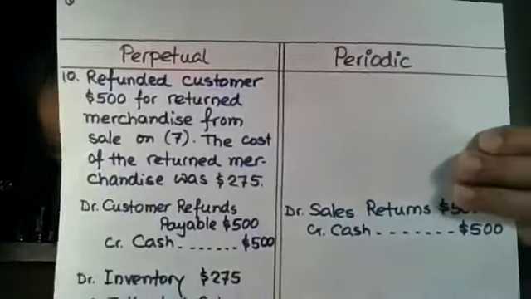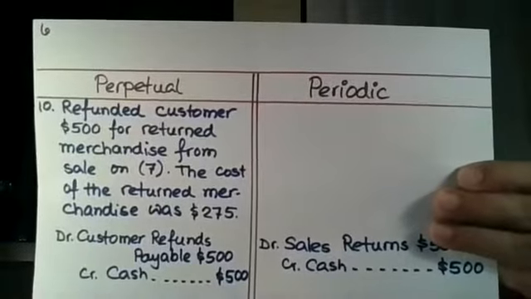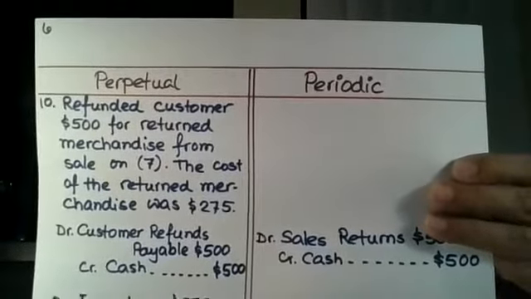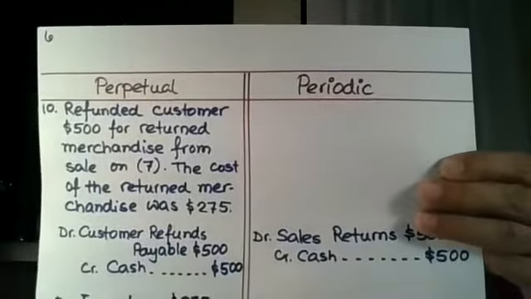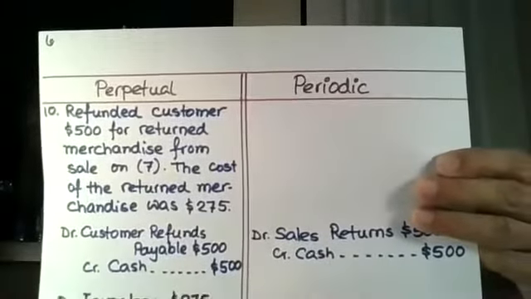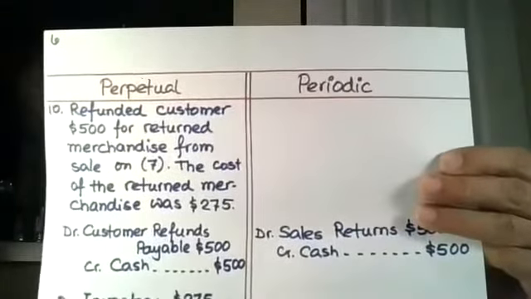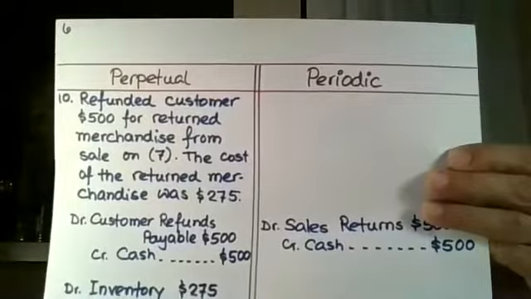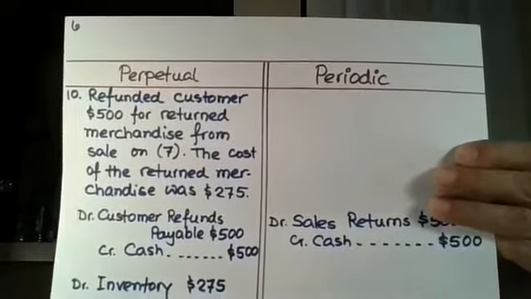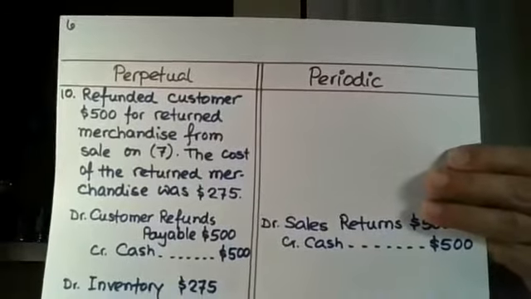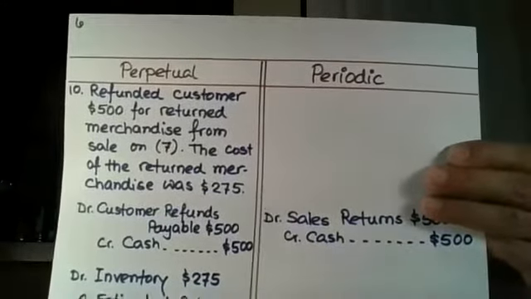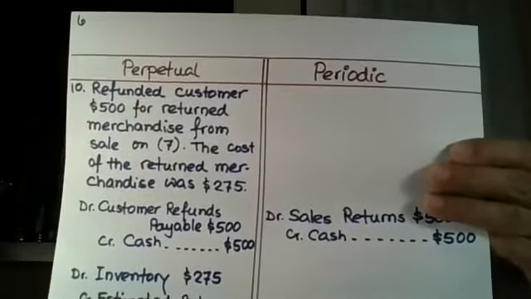Okay. Now let's deal with a sales return, the type of transaction that I was waiting for. All right. So look at the transaction here. It says refunded customer $500 for returned merchandise from sale on number 7. So on number 7, we had a sale. We made a refund back to the customer, $500. And the sale on number 7, remember, was a cash sale. So you're going to make a cash refund. The cost of the returned merchandise was $275.